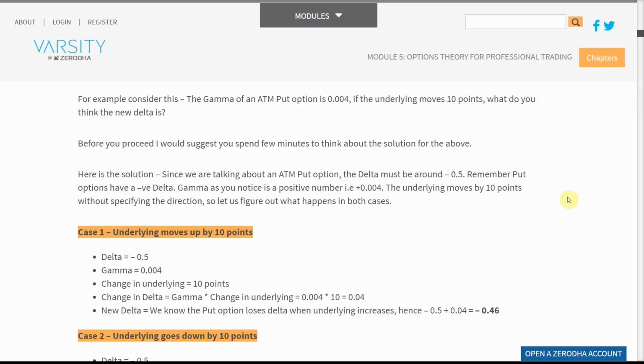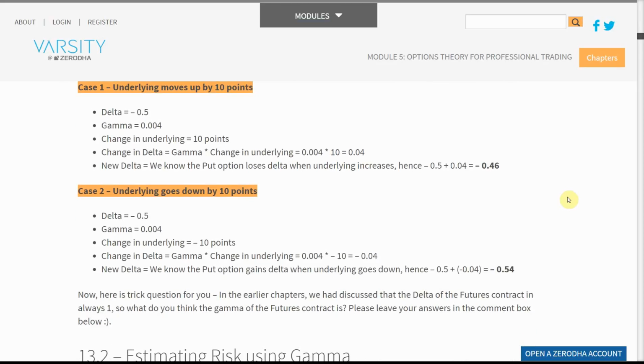So let us figure out what happens in both cases. Case 1, underlying moves up by 10 points. Delta equals minus 0.5. Gamma equals 0.004. Change in underlying equals 10 points. Change in delta equals gamma asterisk change in underlying equals 0.004 asterisk 10 equals 0.04. New delta equals, we know the put option loses delta when underlying increases. Hence minus 0.5 plus 0.04 equals minus 0.46.